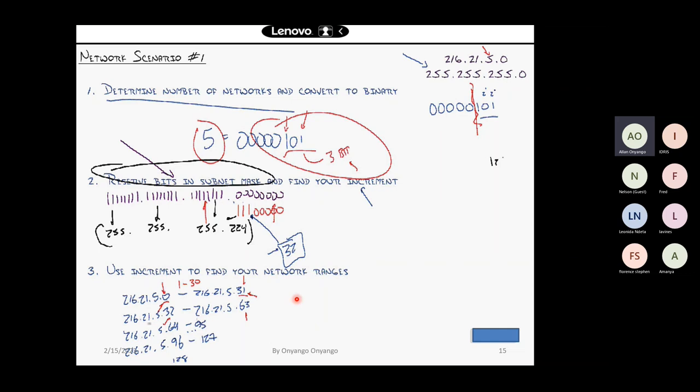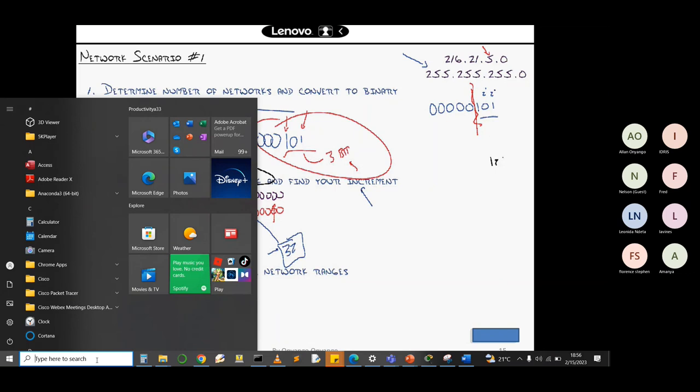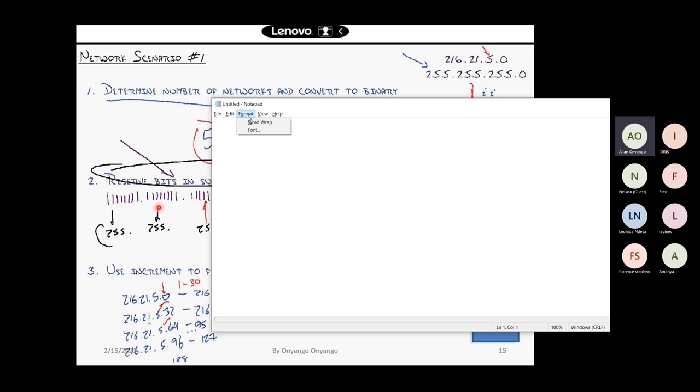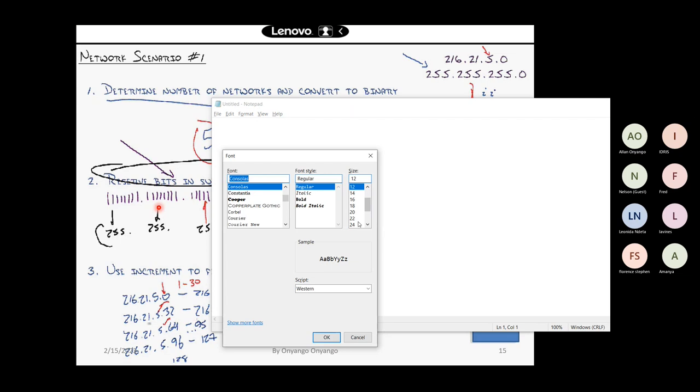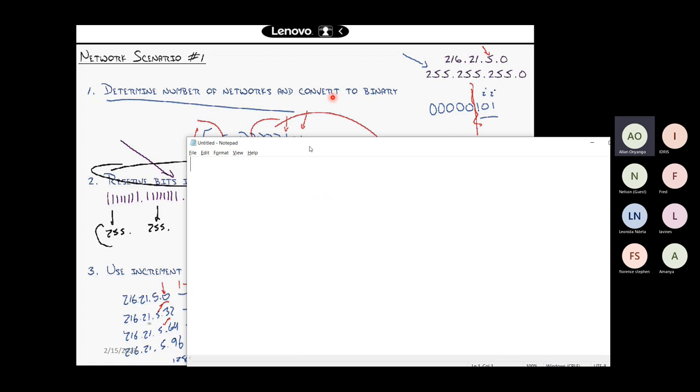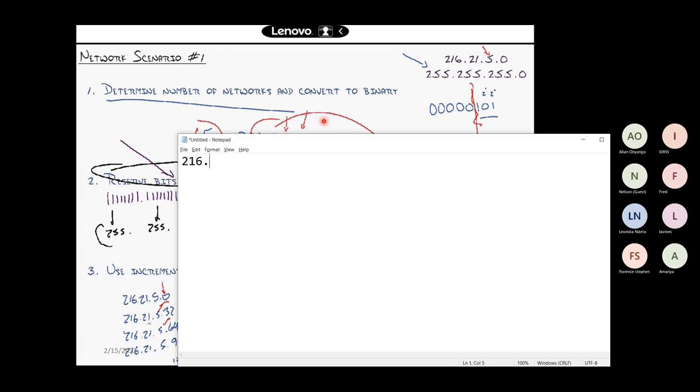Now, I think at this point, I might be tempted to bring up some notepad here so that I can make it a bit orderly. And let me increase the font here to maybe 24. Oh, that is big. Ah, that's okay. So, can you see my notepad? Guys, I need to make sure. Thank you. Thank you very much.